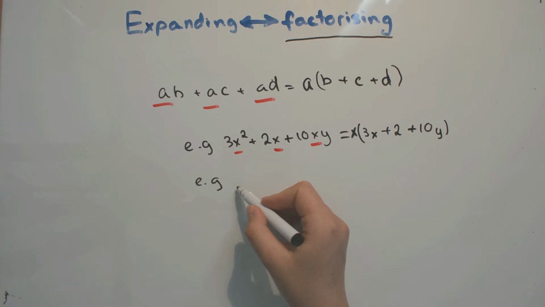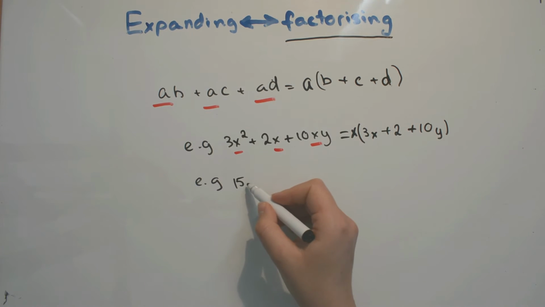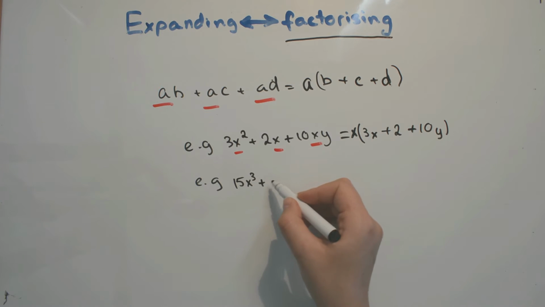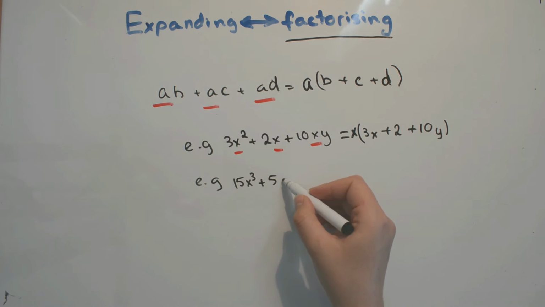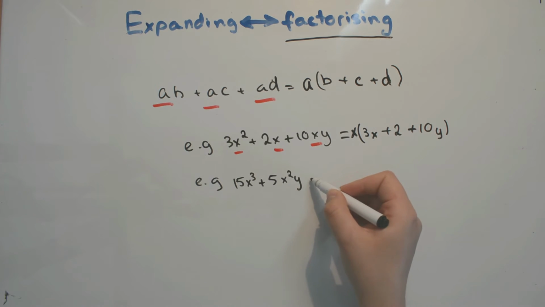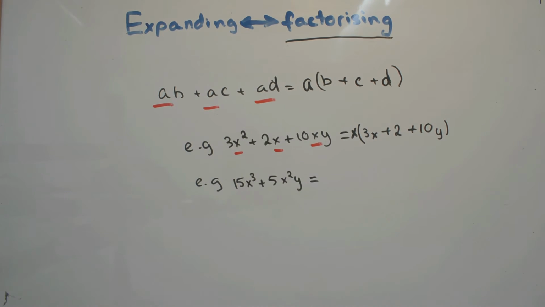Okay, we're going to look at the second example now. So we have 15x cubed plus 5x squared y. And in this example, it's a bit more complicated, so you have several factors.